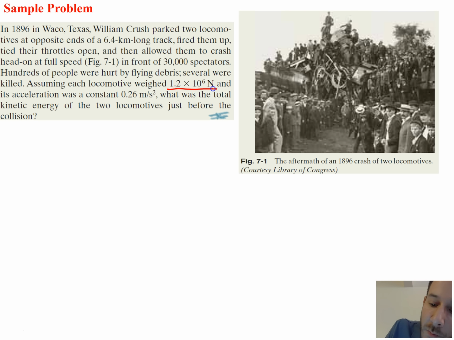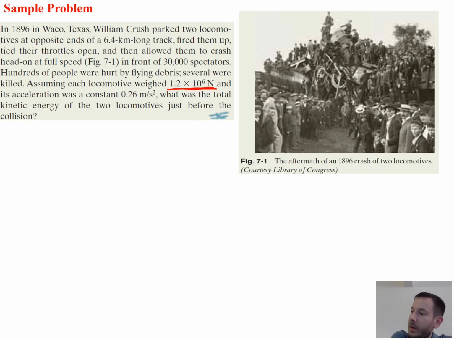Assuming each locomotive weighed 1.2 times 10 to the 6 newtons. So this is a force, right? This is a weight, not a mass. They're giving it to us in terms of newtons. And its acceleration was a constant 0.26 meters per second squared. What was the total kinetic energy of the 2 locomotives just before the collision? This is a bit of a multi-step problem. We need to break it down and look at it.